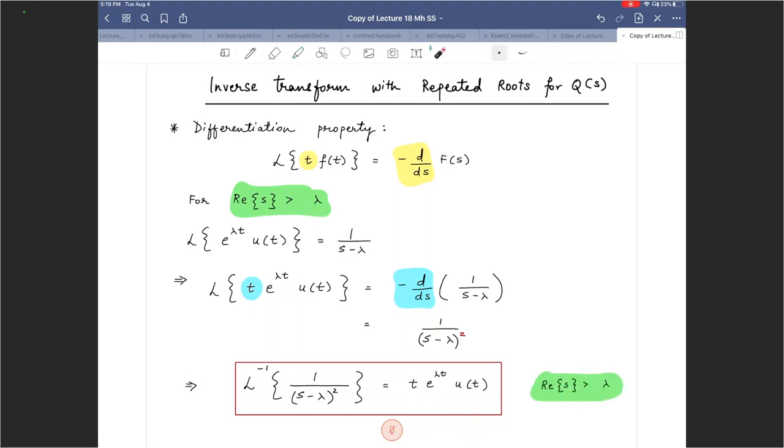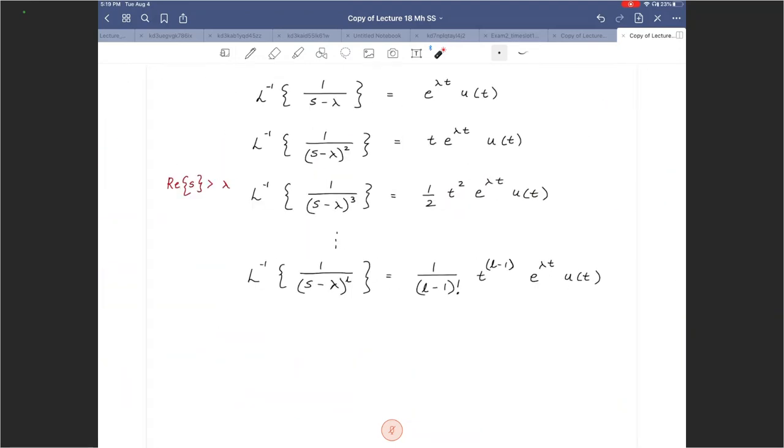Now zoom out and try to take a look at what happened. Your power in the denominator went up by 1 while your time domain signal got multiplied by t. So we can use this result to establish a pattern. The inverse Laplace of 1 over s minus lambda is e to the lambda t u of t. For all of these, the region of convergence is the same: real part of s greater than lambda.